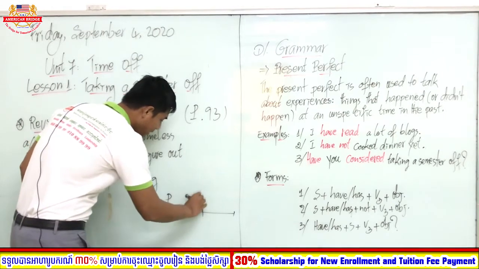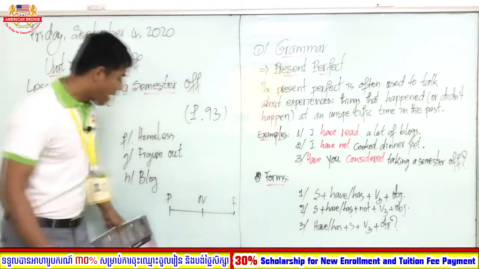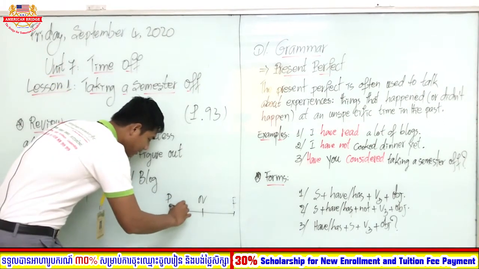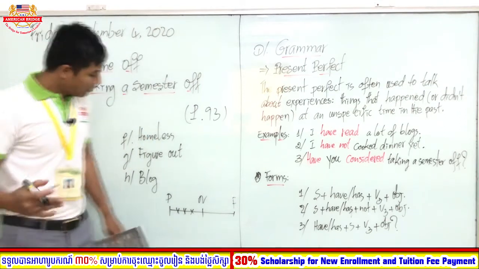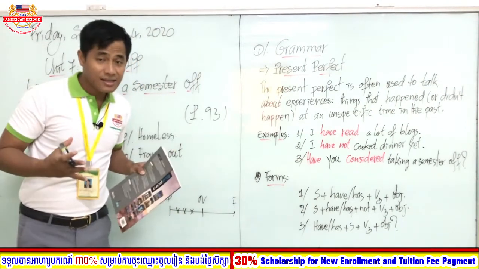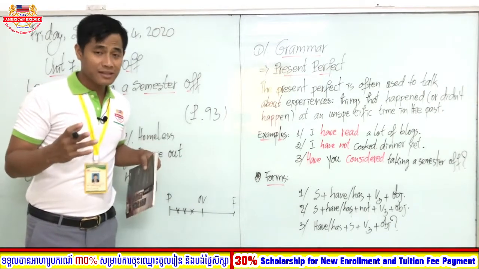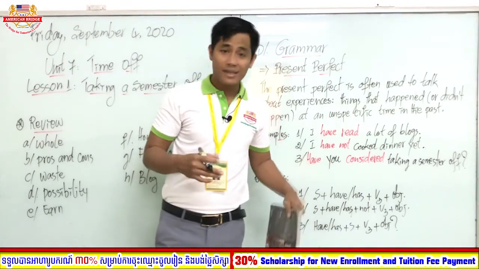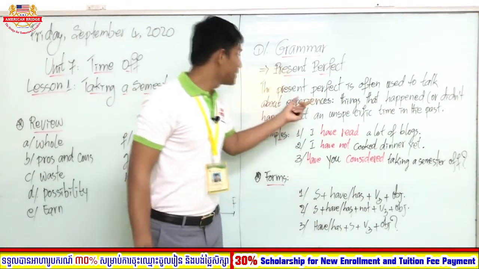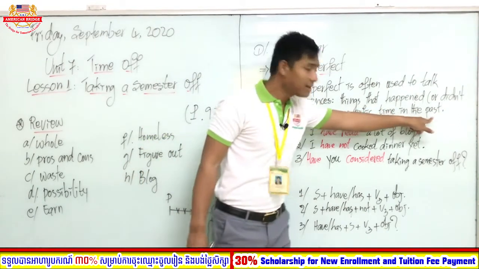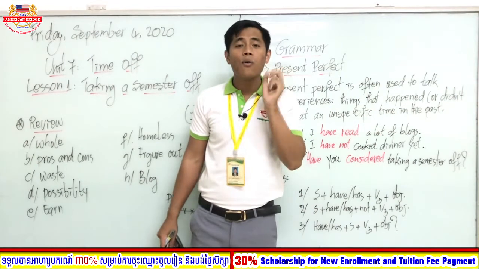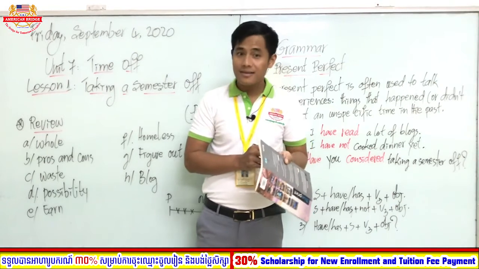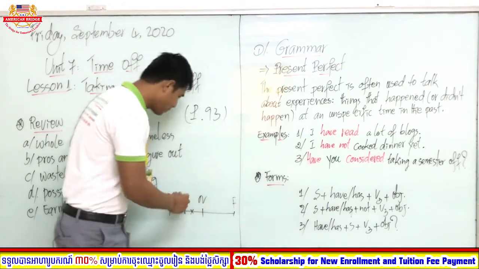This is past, now, and future. Where is present perfect? Present perfect is here, in the past. It happened in the past, with no definite time or no specific time, meaning we do not remember when it happened. It happened in the past, but we are not sure when. So it is different from past simple. Past simple is in the past also.